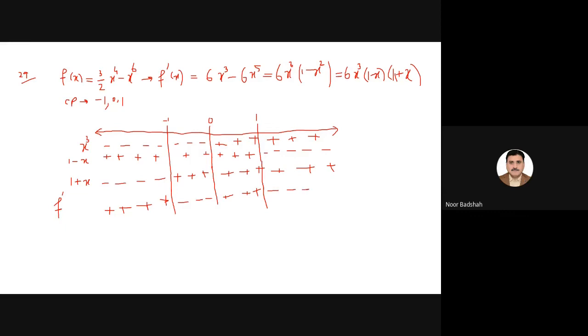This is minus minus minus plus plus plus, minus minus minus minus minus. So increasing where to where? From minus infinity to minus one, increasing. From minus one to zero, it is decreasing, decreasing here as well. And from zero to one, again increasing. And then from one to infinity, it is decreasing. Make some correction here. It is increasing and this is decreasing.